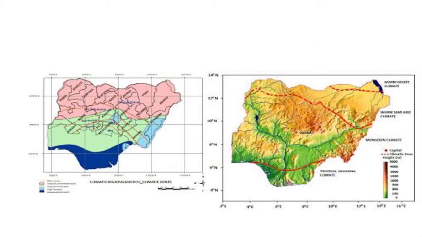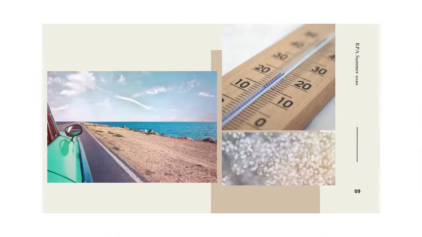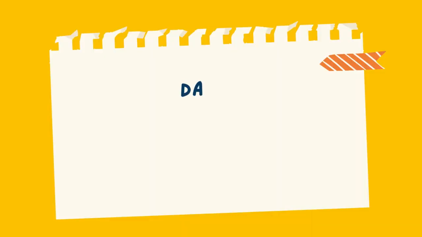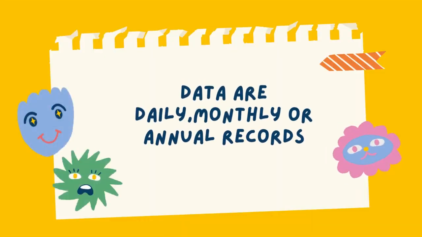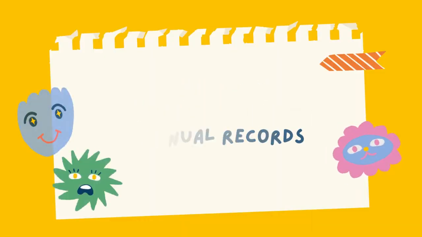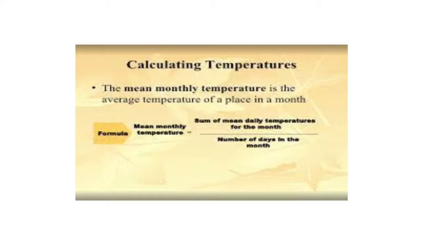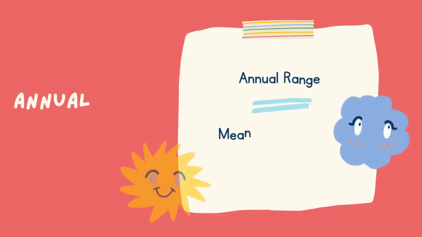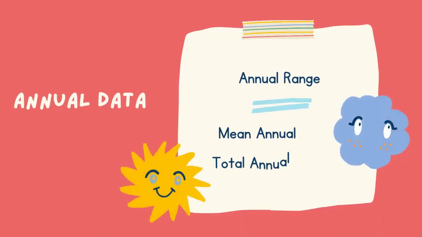Thus, taking an example from temperatures, we have daily or diurnal range of temperature, mean daily temperature, etc., as well as monthly temperatures on different levels. So we have mean monthly temperature, monthly range of temperature, and others. On annual basis, we have annual range of temperature, mean annual temperature, and total temperature.